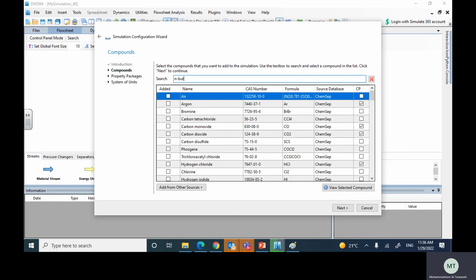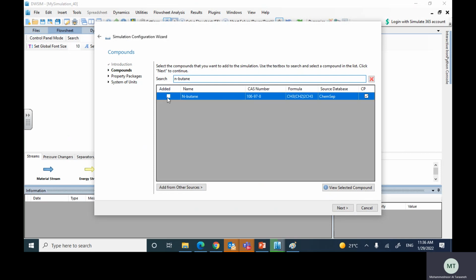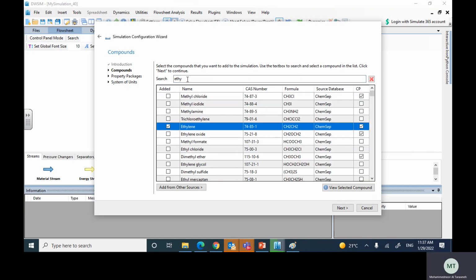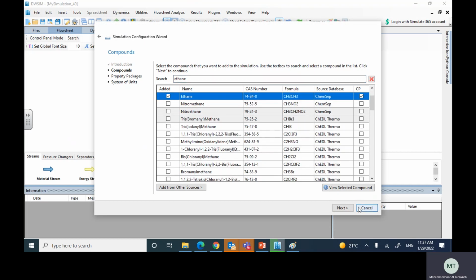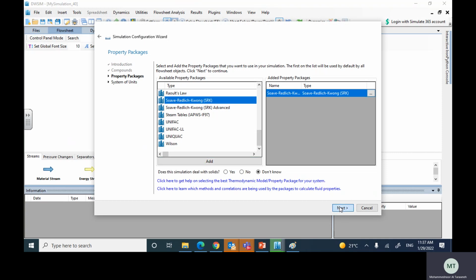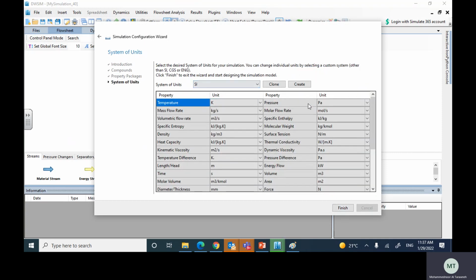We need to define our compounds. The first one is N-butane. Then we have ethylene. And finally, we have ethane. Okay, so click next. We need to choose the thermodynamic package. Let's go for Soave-Redlich-Kwong. Click next.